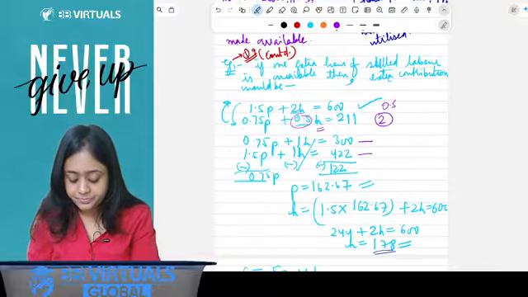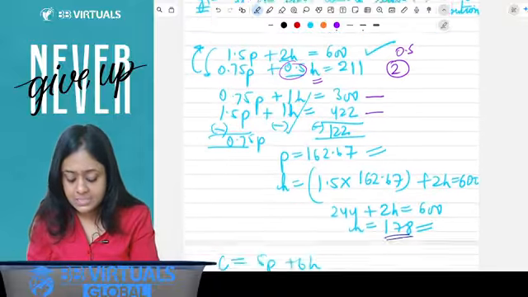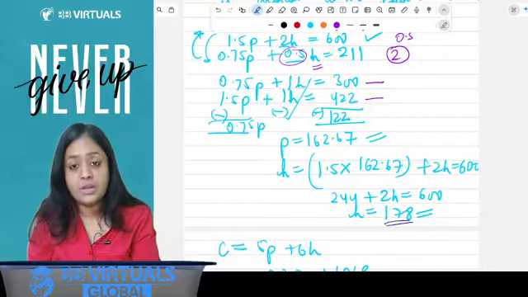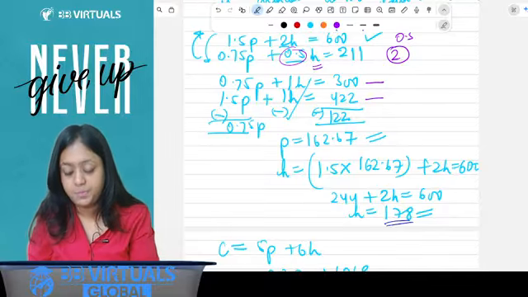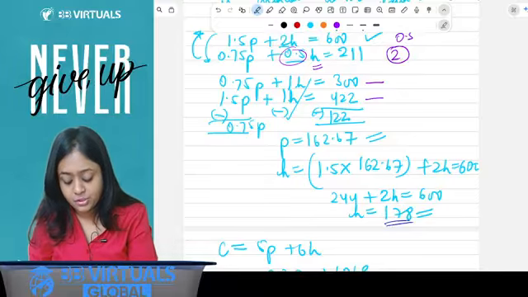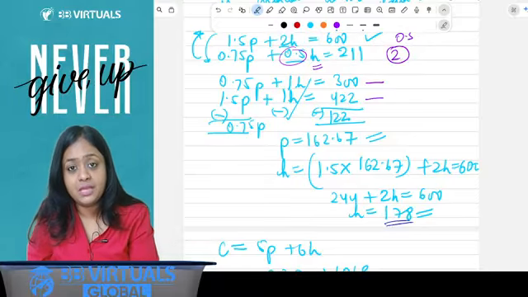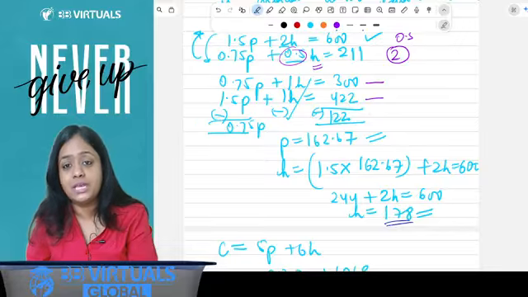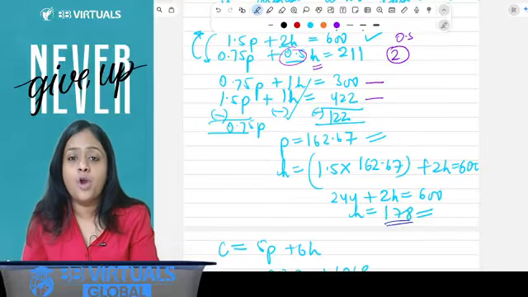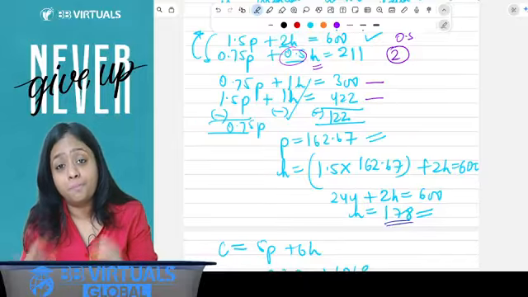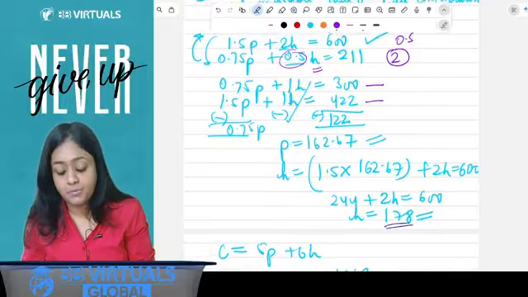Likewise, I will multiply 2 with the entire second equation. So I will get 2 into 0.75, 1.5p plus 1h is equal to 422. When you solve it, I get the value of p. Now put this in any of the equations and get the value of h. And that is your optimum production plan at which you'll have the maximum contribution.